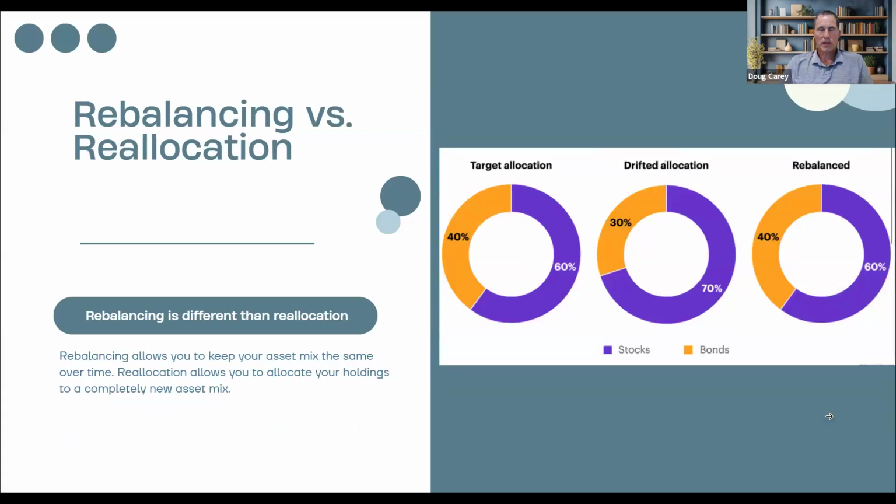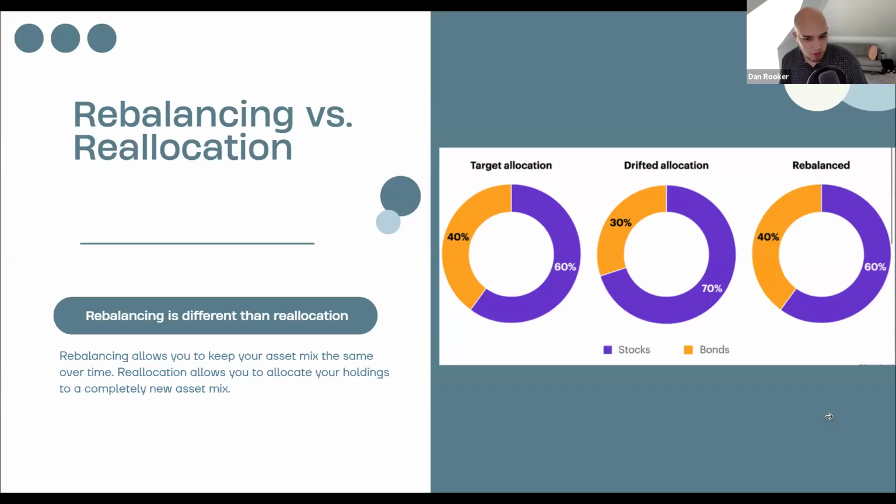So this comes up quite a bit. I think it can get confusing what rebalancing versus reallocating means. So I wanted to talk about it right off the bat. They're different. Rebalancing is a little more of a simple idea. And really, rebalancing just means you want to keep your asset mix the same over time. Whereas reallocation allows you to allocate your holdings to a completely different asset mix at some point in the future.